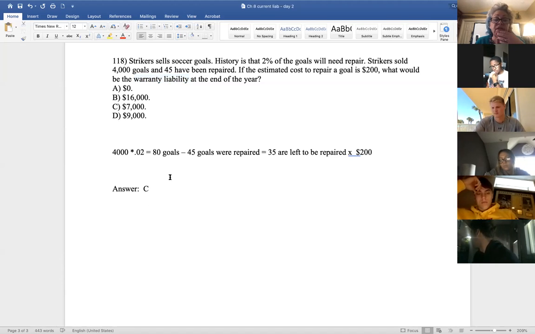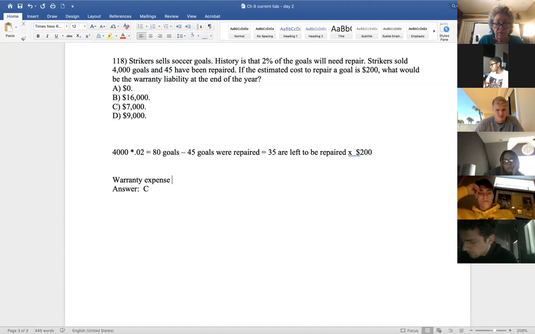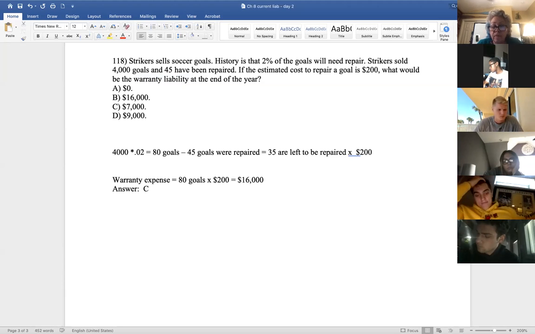So how many goals did they expect that they would have to repair eventually, whether it's this year or next year? 80. So the warranty expense is the 80 goals times the 200, which is 16,000.